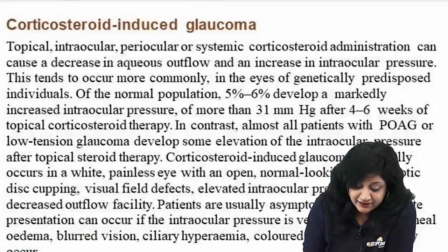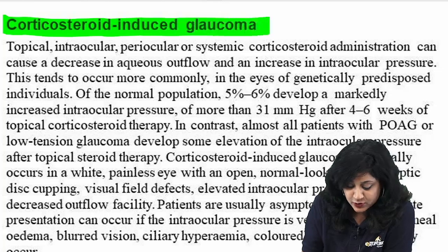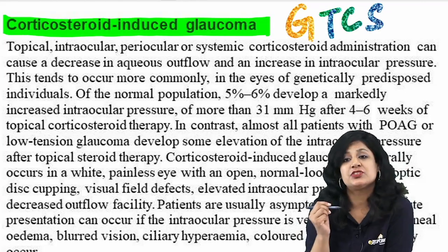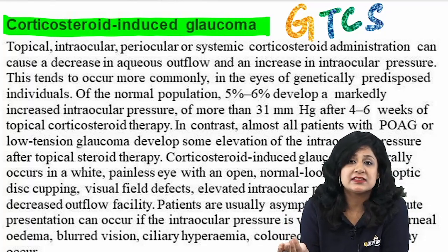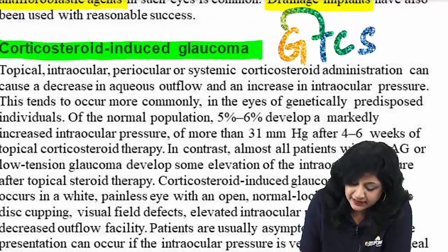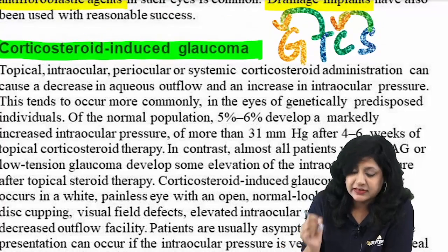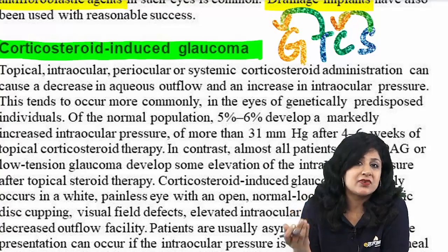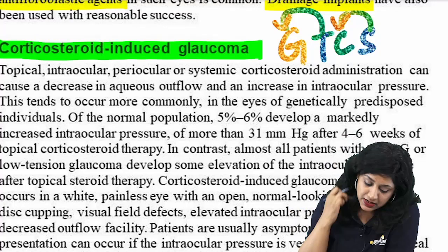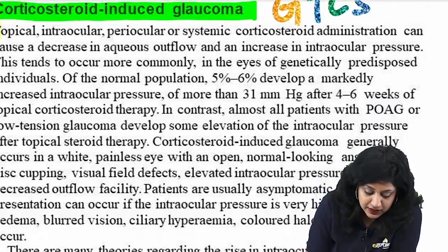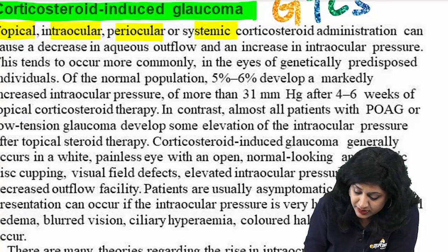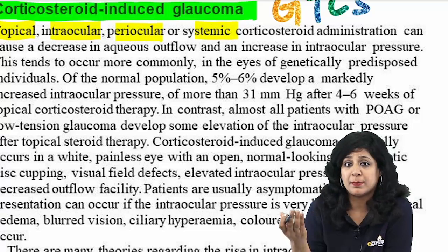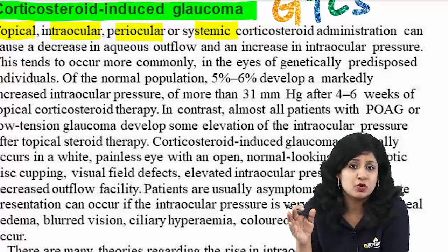Next, a very iconic thing is corticosteroid-induced glaucoma. We all know the popular mnemonic, generalized tonic-clonic seizures, that is GTCS, that I always tell you in the classes: it is the topical that can lead to glaucoma and it is the systemic that leads to cataract. So whenever you are giving patients topical steroids, you always have that risk of glaucoma. Topical, intraocular, periocular, systemic corticosteroid administration: it's most common by topical, but that does not mean that only topical will cause glaucoma.